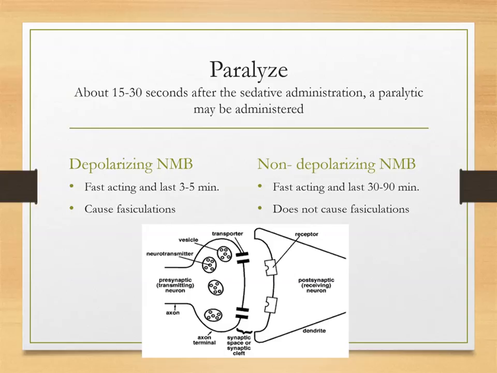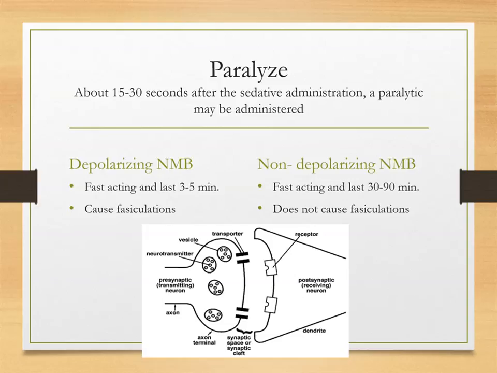What happens with these paralyzing agents is that they interfere with this process in the neuromuscular junction. So let's first talk about depolarizing neuromuscular blockers. Depolarizing neuromuscular blockers mimic the action of acetylcholine by producing that depolarization and acting as a receptor agonist. So all that acetylcholine is released into that neuromuscular junction, and it's fast acting. It only lasts about 3 to 5 minutes, but it does cause fasciculations, or muscle twitching, okay? And so you'll see that.